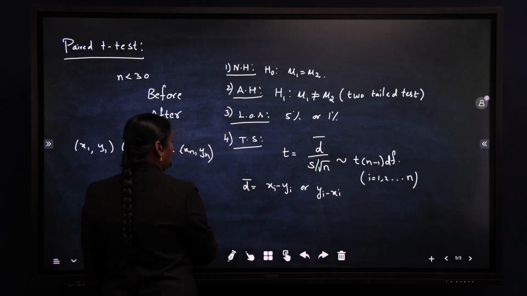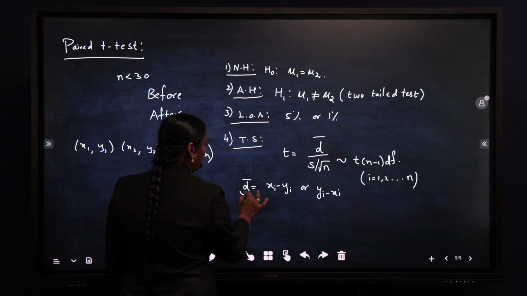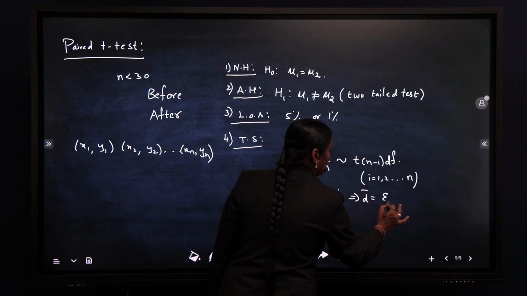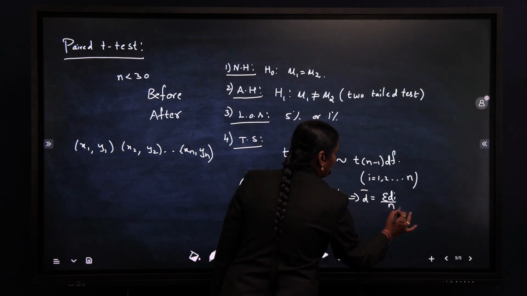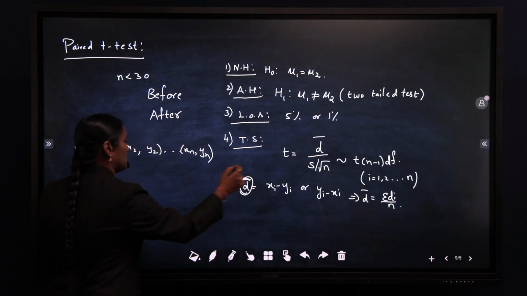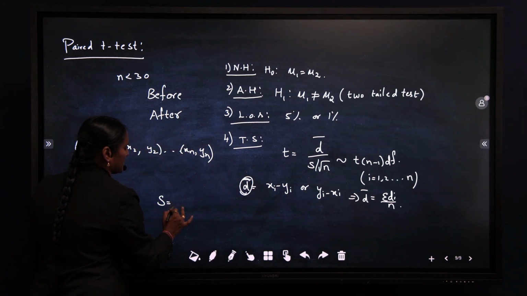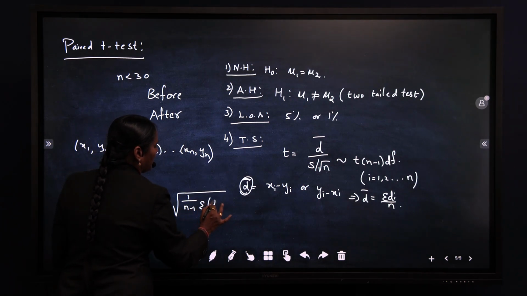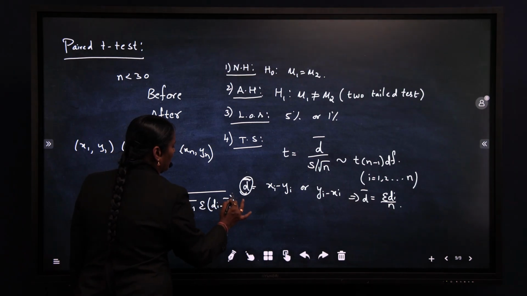So this is how we find the value of d. Now how to find d bar? D bar is equal to the summation of di divided by n, the sum of all the differences divided by the number of observations. Now we find the value of s. S is equal to the square root of 1 by n minus 1 times the summation of di minus d bar, whole square.